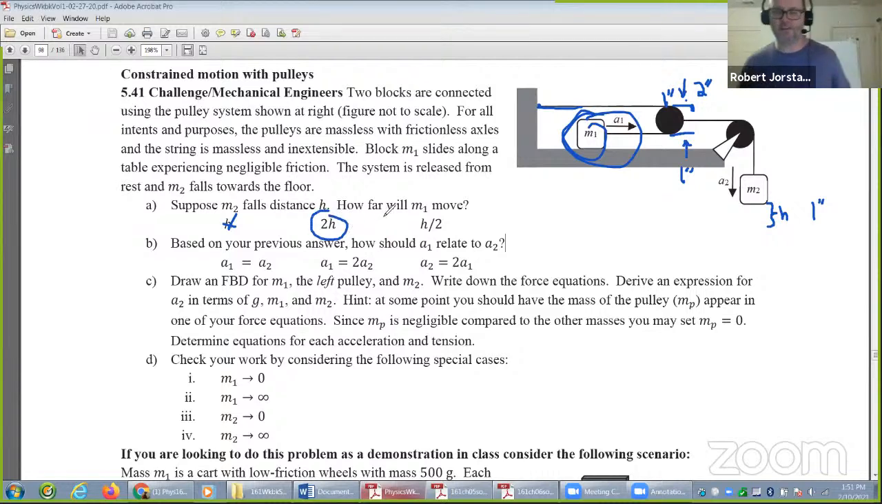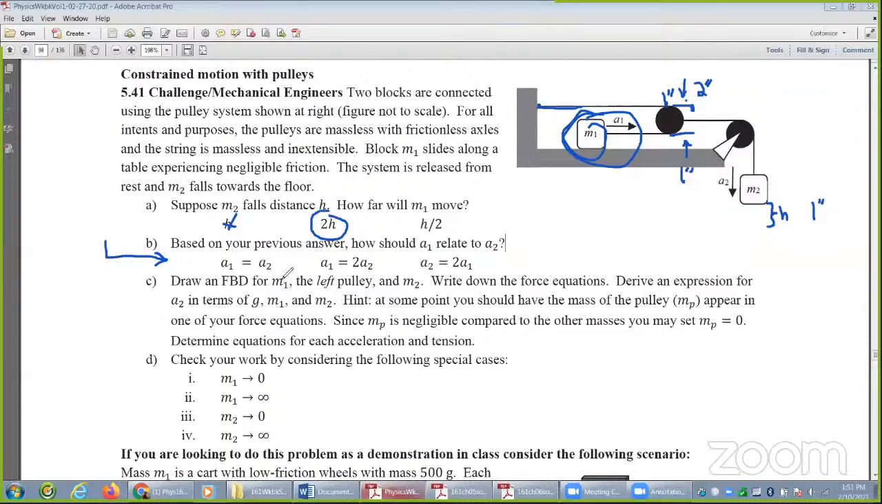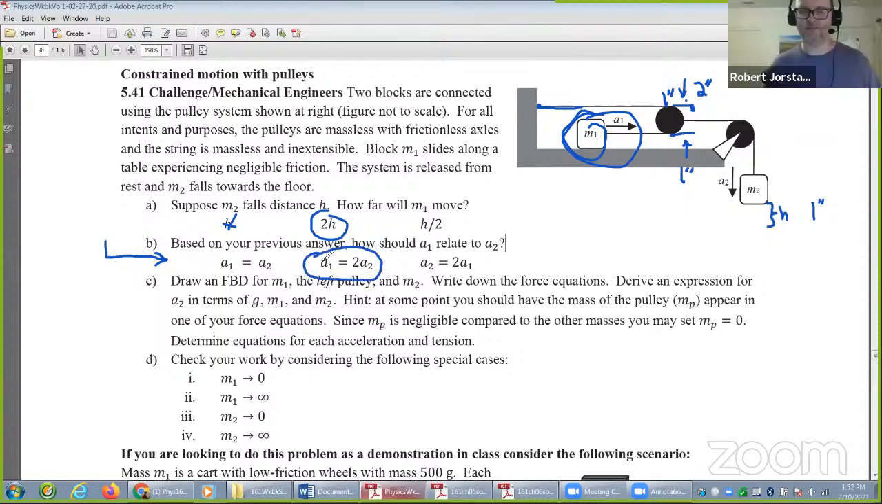So that is correct. Nice job. Well, now let's propagate this downwards. If it moves twice as far, what do you think is true about the 2 acceleration values? M1 is going to accelerate twice as fast. So A1 is twice as big.